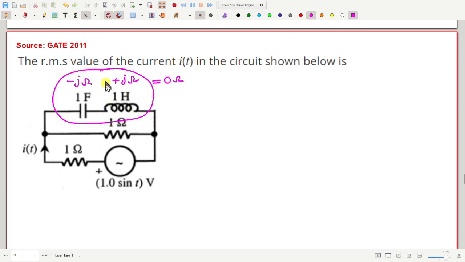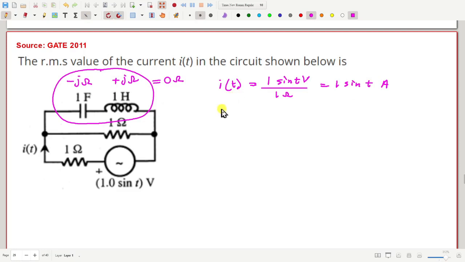And then 1 ohm in parallel with 0 is 0. So therefore I is the source voltage, 1 sine t volt, divided by 1 ohm. So that is just 1 sine t ampere.